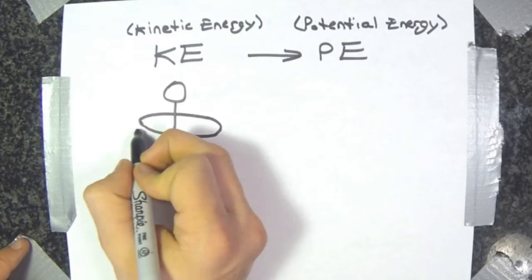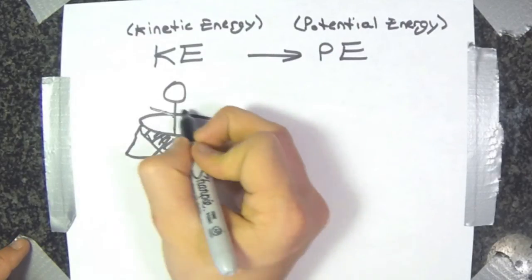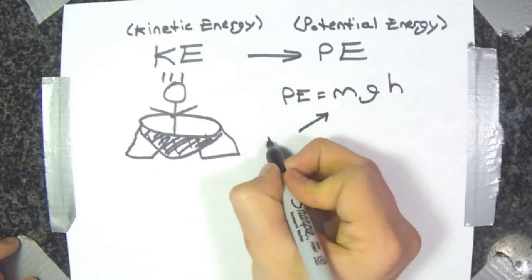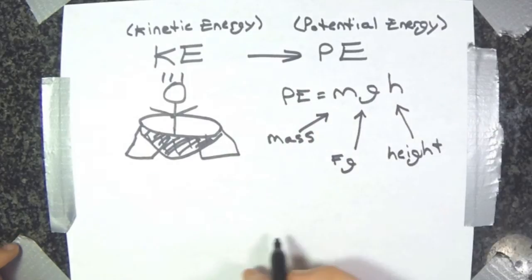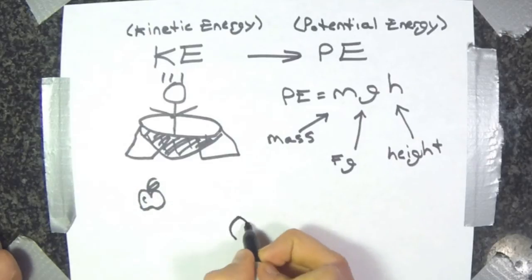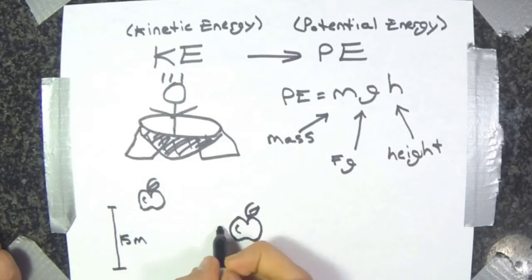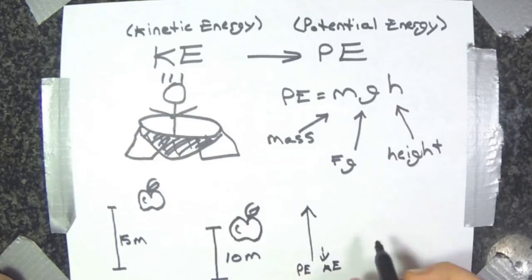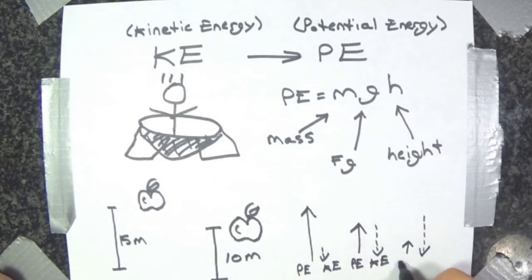Potential energy is a function of an object's mass and height, or mgh, where m is the mass of the object, g is the acceleration due to gravity, and h is the height of the object. For instance, an apple at 10 meters has less potential energy than that same apple at 15 meters. As potential energy increases, kinetic energy decreases.